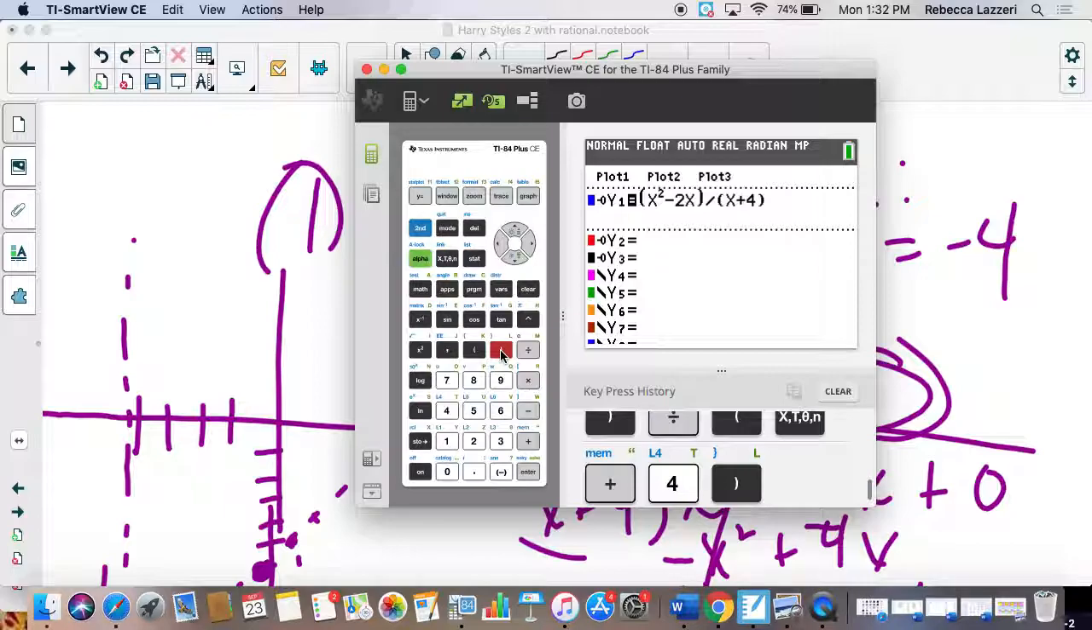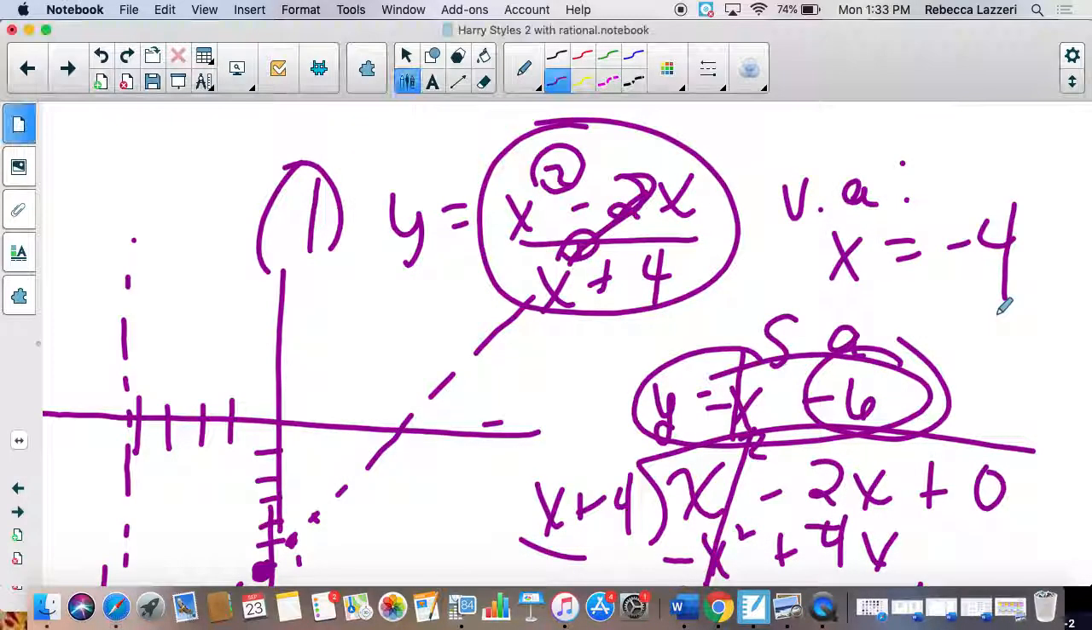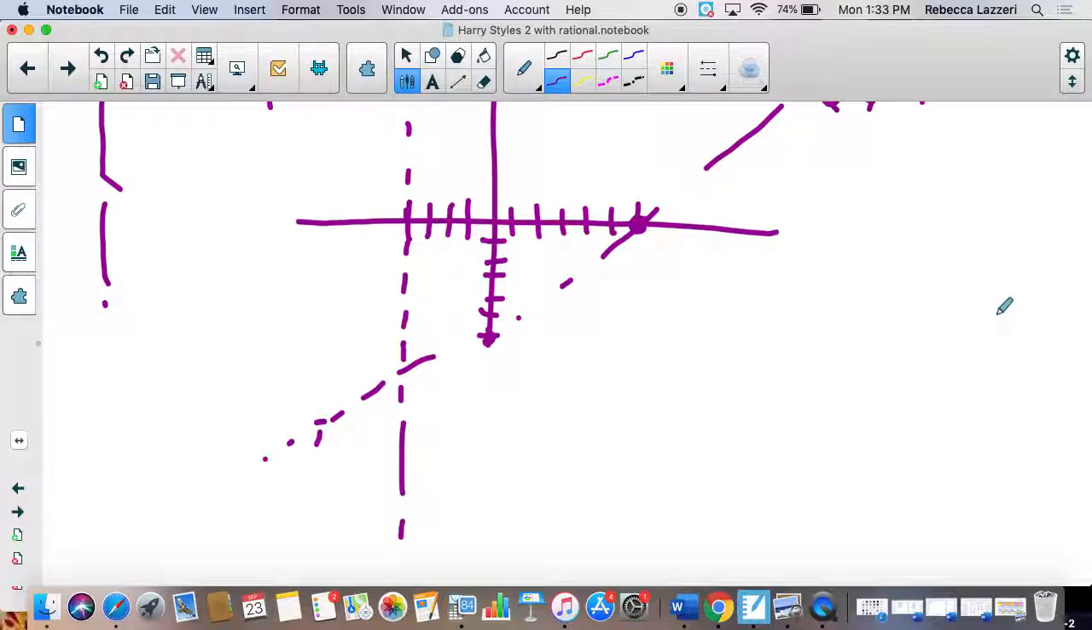Does everybody know how to go to table? Second round. Did we set up your table the other day? Yeah, with the ask. So now I can put in, I don't need many points now that I have these asymptotes in place, okay? I'm gonna fill in 0 if I can, let's see. 0 gives me 0, so I have a point at 0, 0.